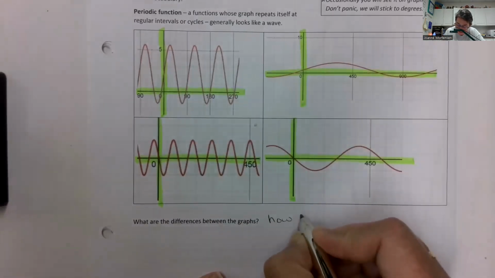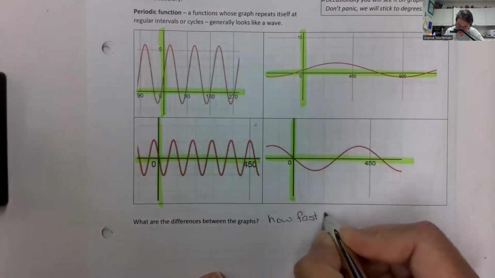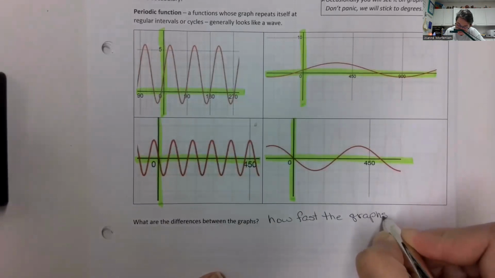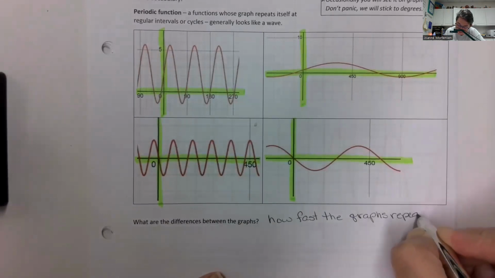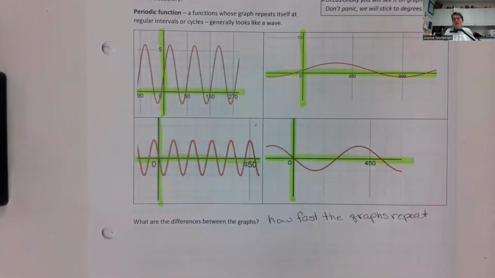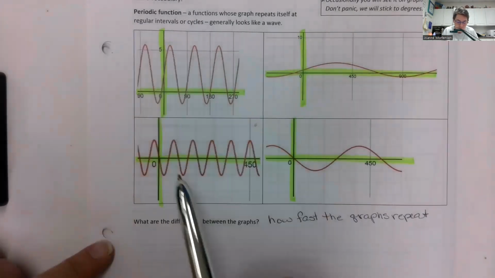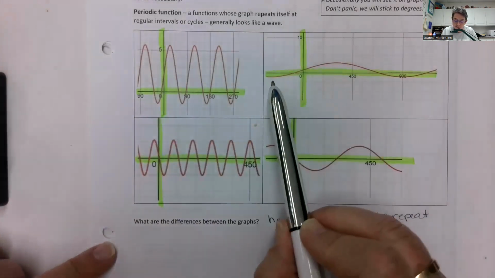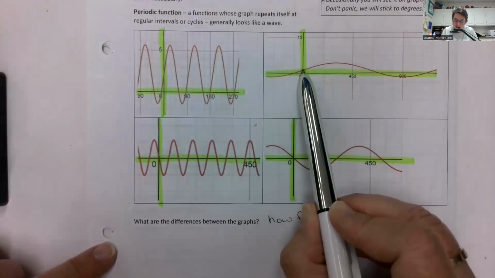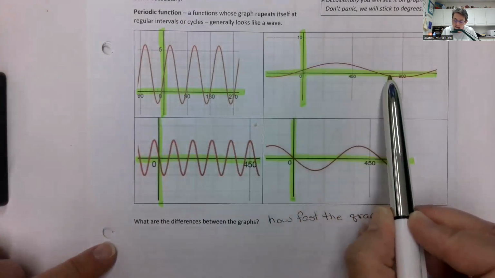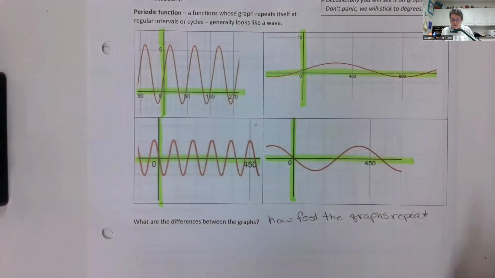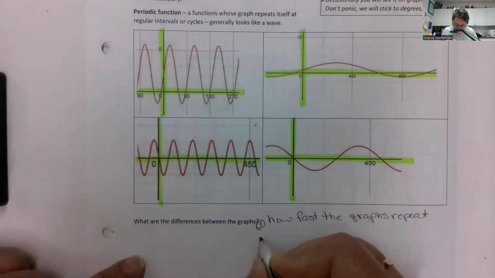I guess I could say how fast the graphs are cycling, if that makes more sense. Because it goes from the top to the bottom. This one looks like it's a little faster, almost the same. But this one, right, if we start here, it's all the way out there, and it barely gets one done in that area. So that's one thing that's different.